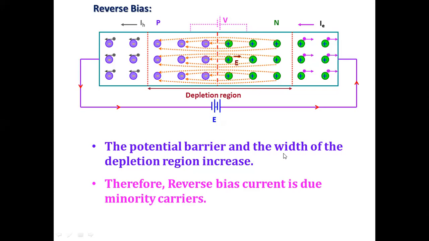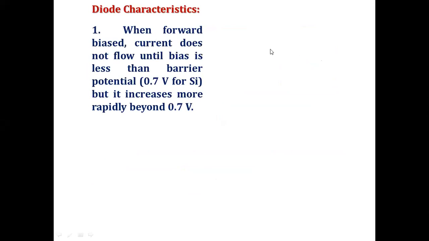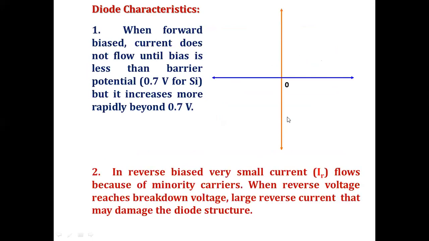Okay. So next what we'll do, diode characteristics. Here only the important things we are going to discuss now. Diode characteristics are also called VI characteristics. VI means voltage and current characteristics. How many biasings have we discussed just now?